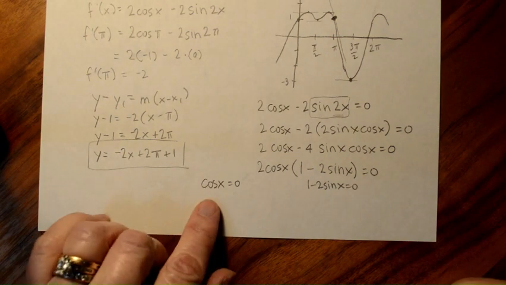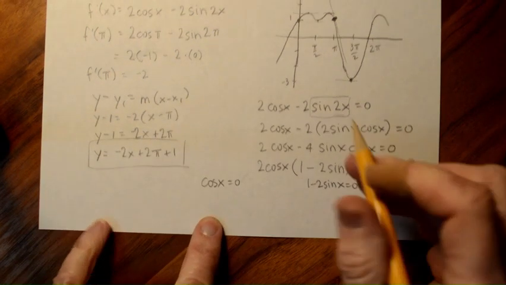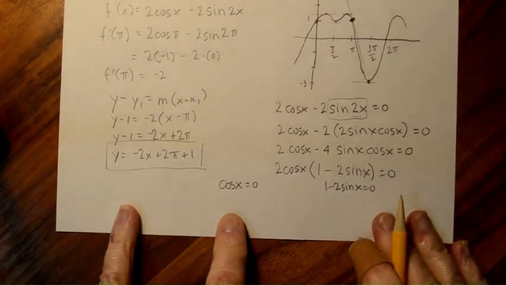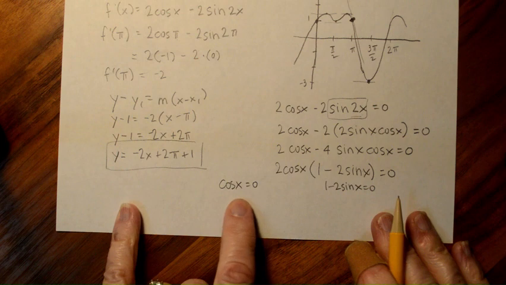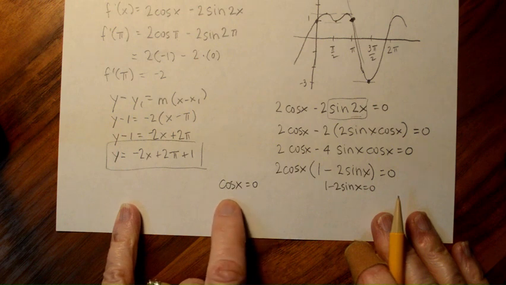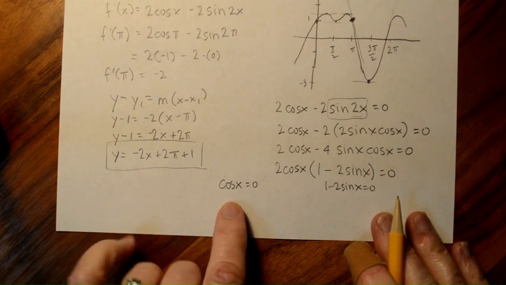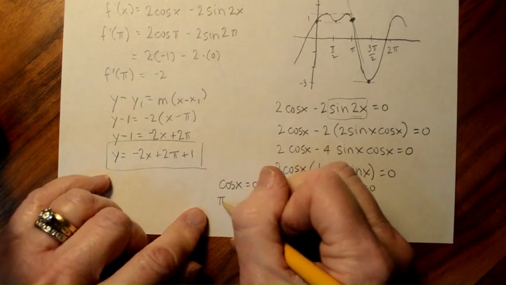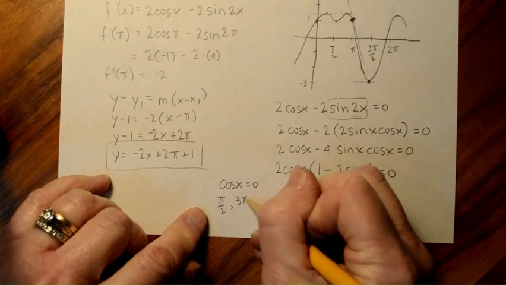All right. Well, think about in 0 to 2 pi open. Where is cosine equal to 0? Well, it's whenever the x coordinate is 0 on the unit circle. And so that would be at pi over 2 and 3 pi over 2.